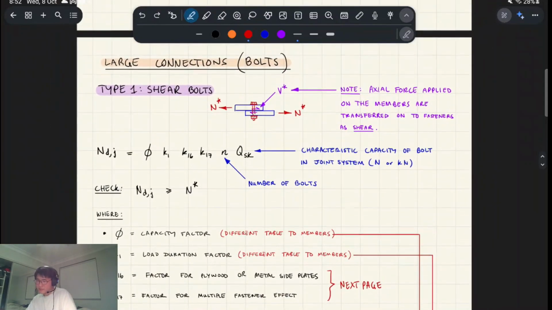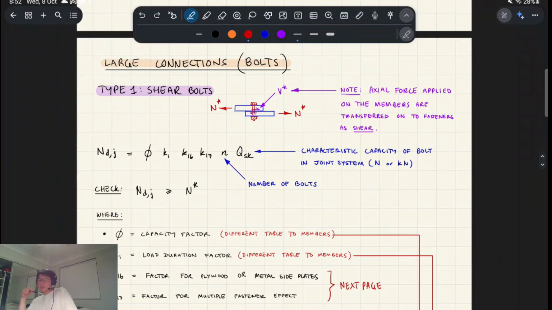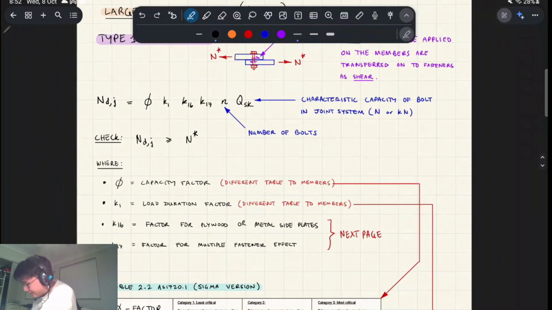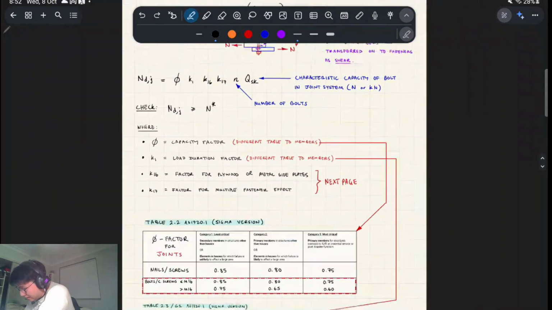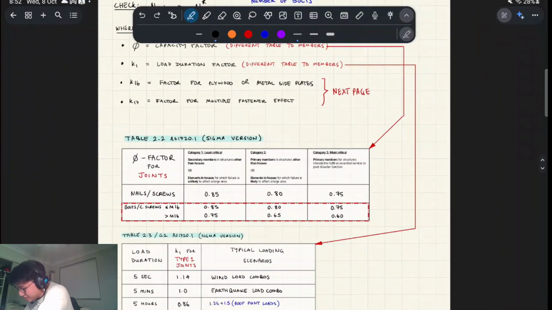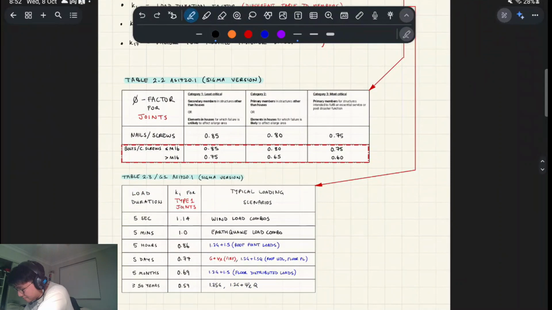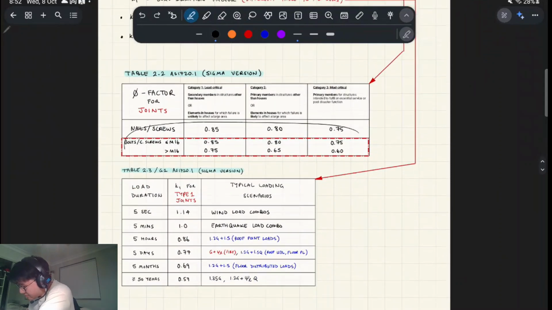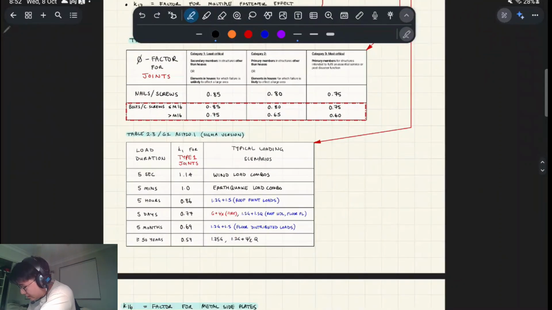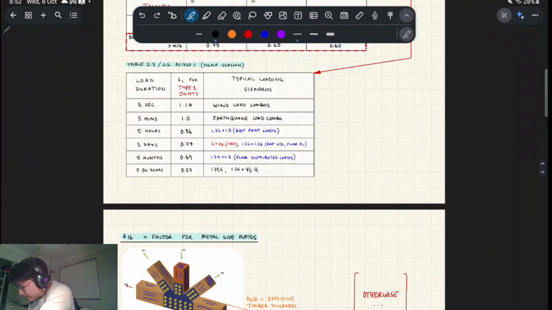Bolts. So bolts will work a bit weirdly, especially in tension, but in shear they work similarly, I guess, to nails and screws. So again, type 1 is shear. A lot of these factors will look similar to when we were doing type 1 connections for small connections. Here we're referring to a different part of this table. That's the same.